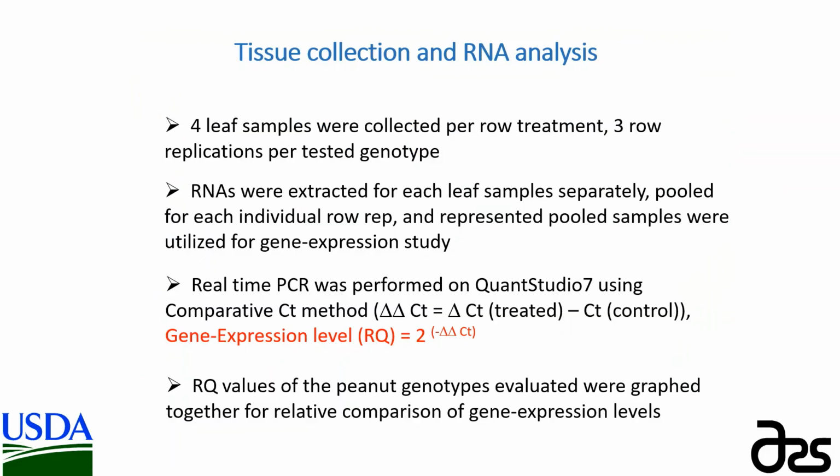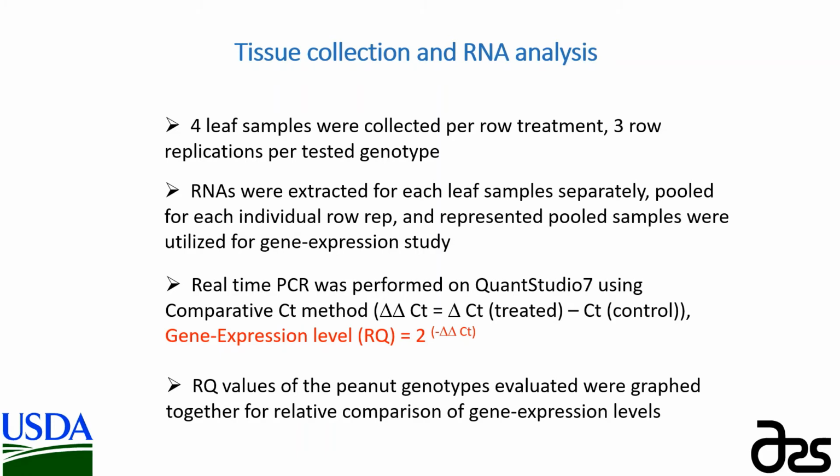In terms of tissue collection and RNA analysis, 4 leaf samples were collected per row treatment, and there are 3 row replications per tested genotype. RNAs were extracted from each leaf sample separately, pooled for each individual row sample, and the representative pool samples were utilized for the gene expression study.